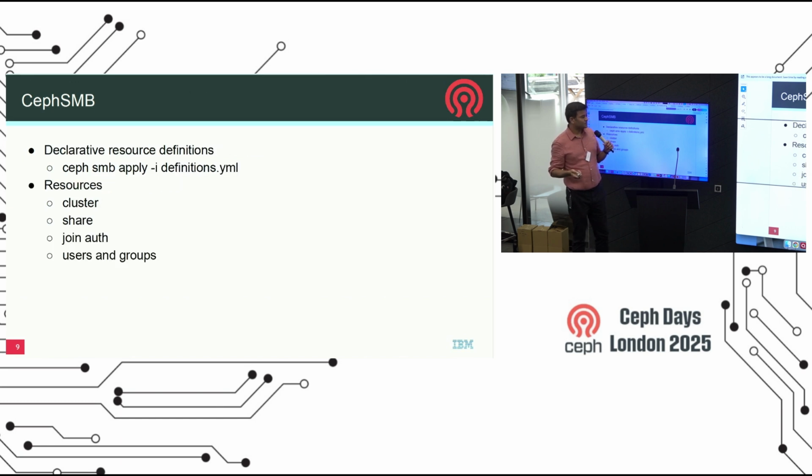The other option is using the declarative method, where we provide the resource definition in either a YAML file or a JSON file, and we simply use Ceph SMB apply to create the resources. Now, resources can be the cluster, shares on the cluster. If we are using Active Directory, we would also need to provide another resource called the join auth, which requires the Active Directory credentials to join the Active Directory server. And then users and groups. If we do not want to connect to an Active Directory, we can provide the users required in a separate resource.